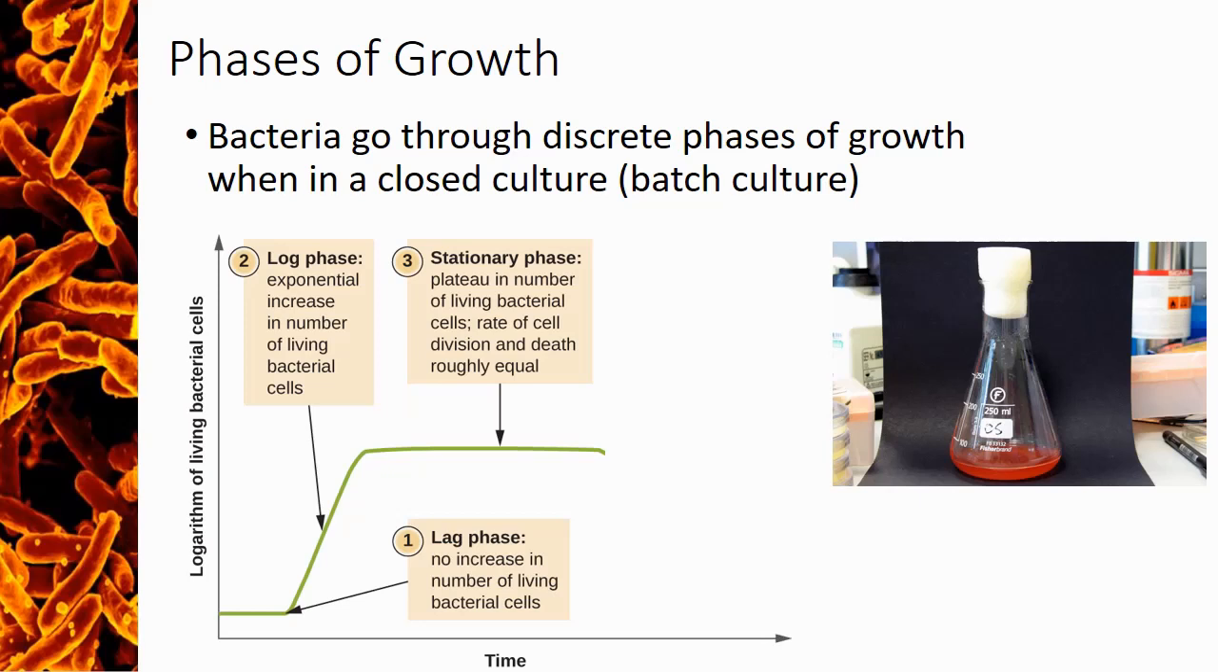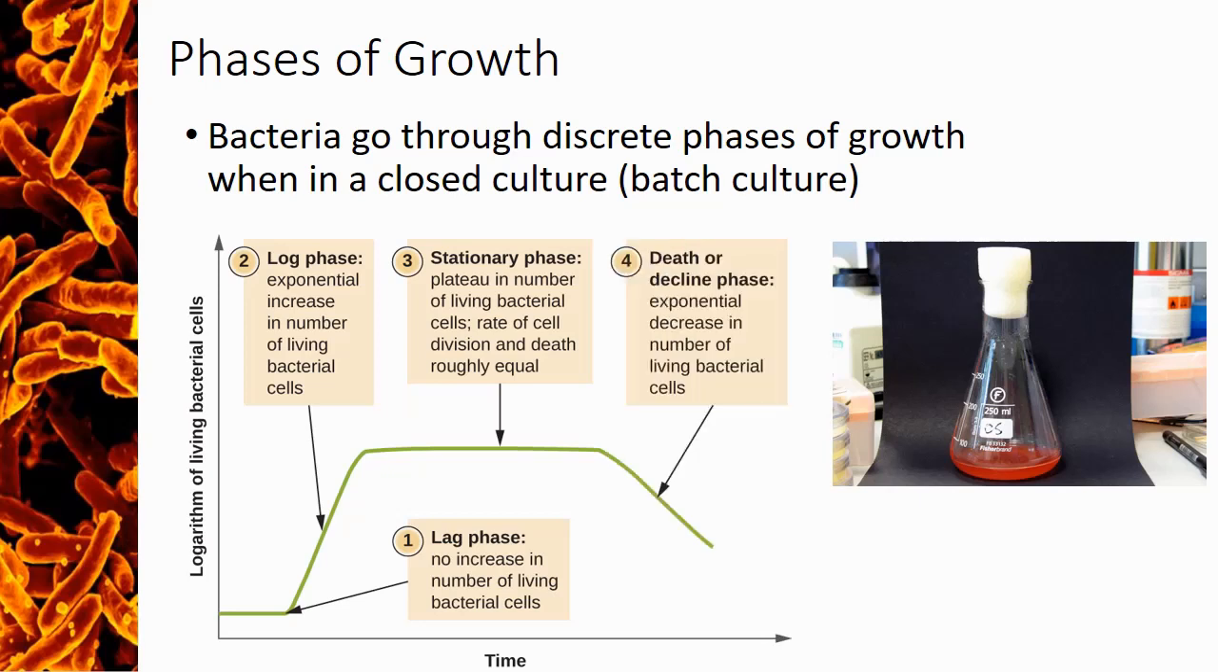Those dying cells are actually going to become the nutrients for those that are still living and dividing. However, eventually the number of cells that die starts to outweigh the number of cells that are dividing, and the overall population numbers will decrease during the death or decline phase. If this line were to continue out over time, you'll find that the line will eventually level off without actually dropping down to zero.